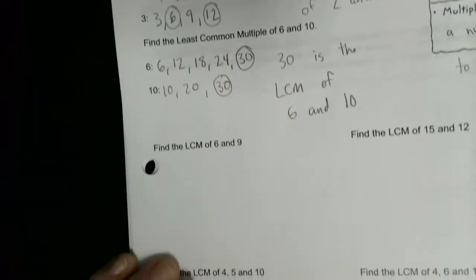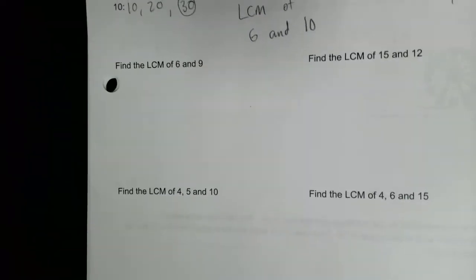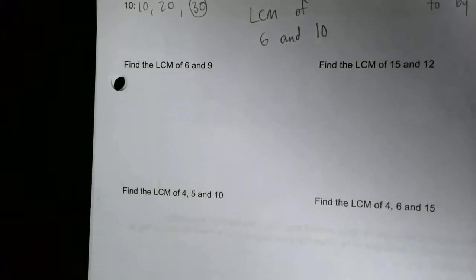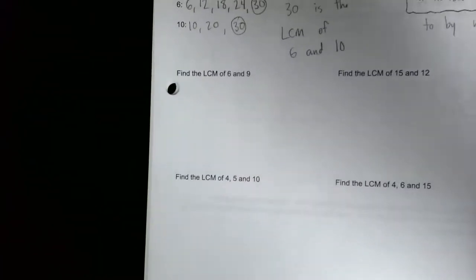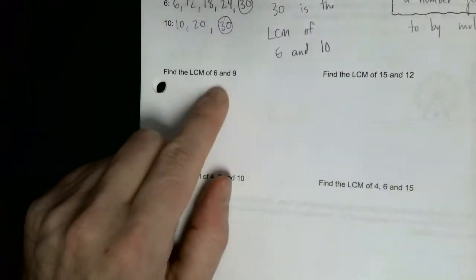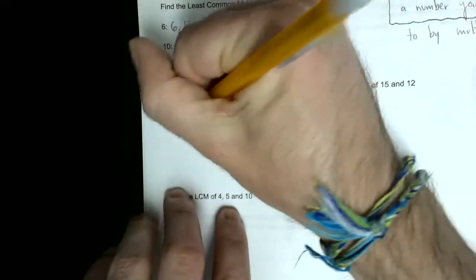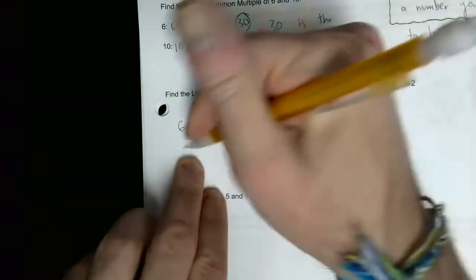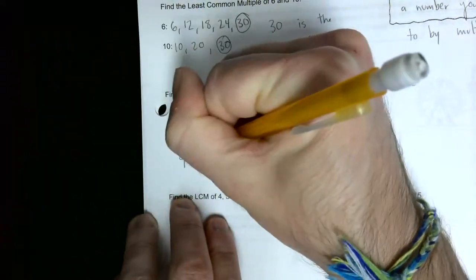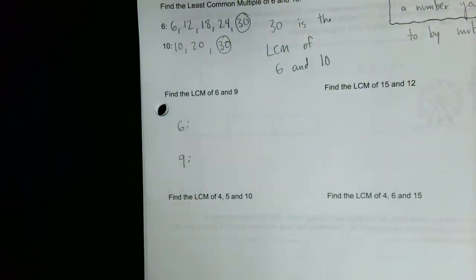All right, at this point, if you want to try some on your own, if you're getting the hang of it, you can try the next one here. If not, you can do this next one with me. So every time I set these up to make a list to find the common multiples, I first write the number and then put a little colon here that tells me I'm going to make a list. 9, colon, I'm going to make a list here. All right, let's count by sixes.